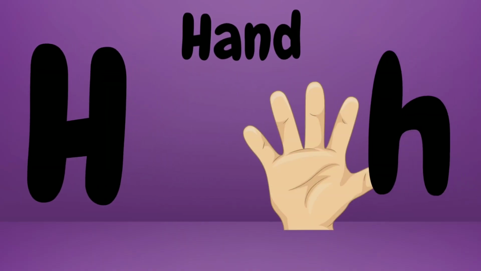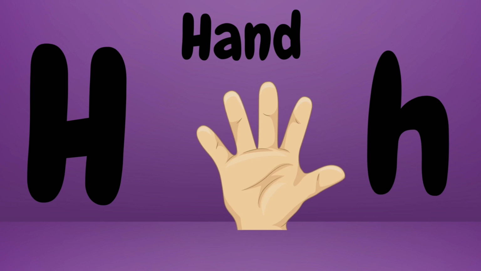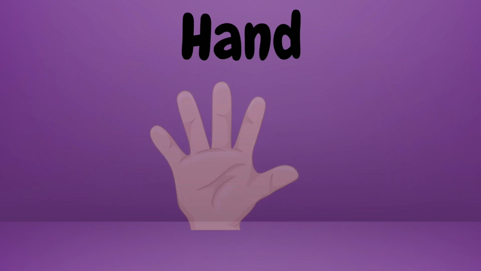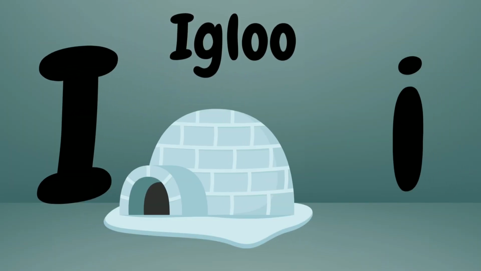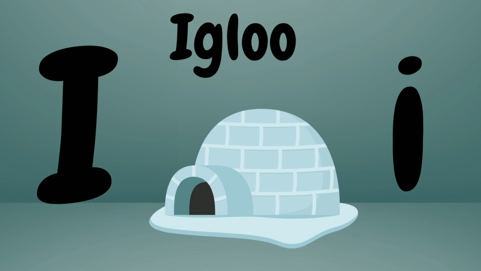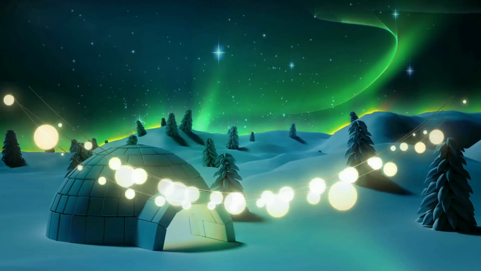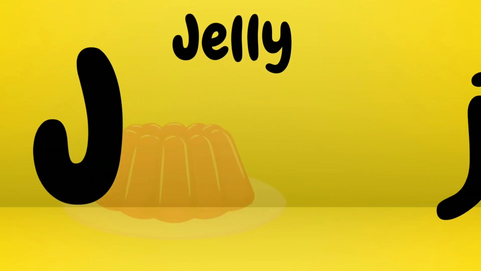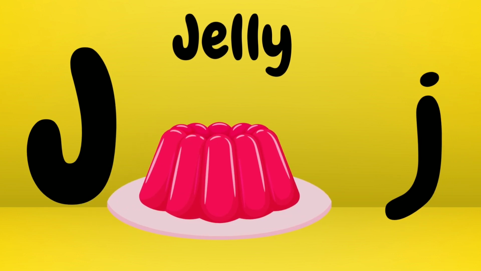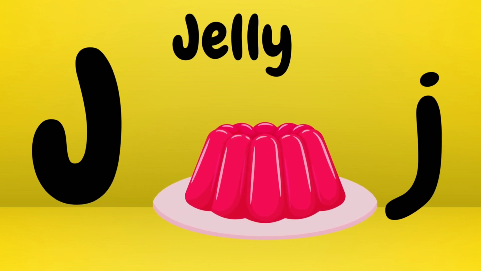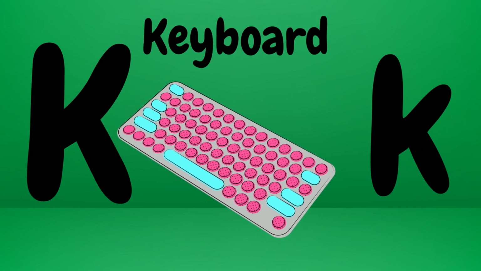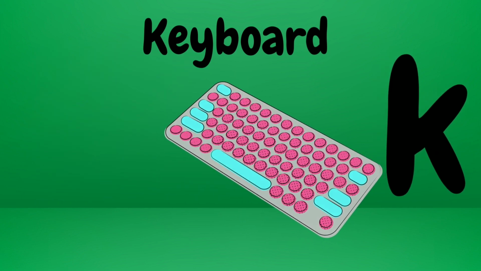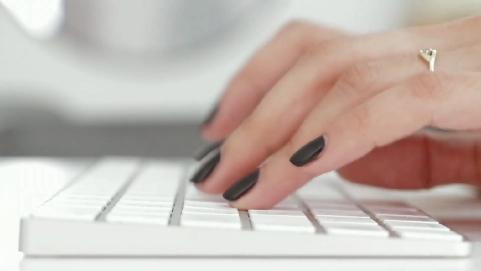H is for hen, hen, hen. This is a hen. I is for igloo, igloo, igloo. This is an igloo. J is for jolly, jolly, jolly. This is a jolly. K is for keyboard, keyboard, keyboard. This is a keyboard.